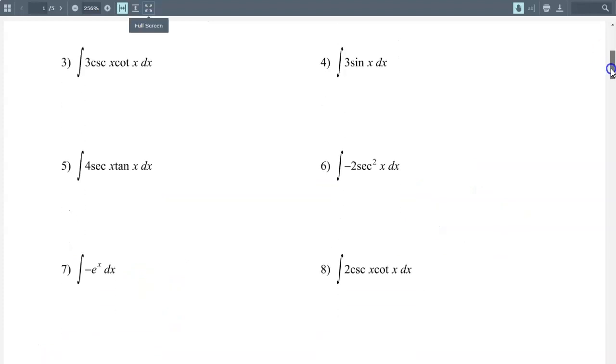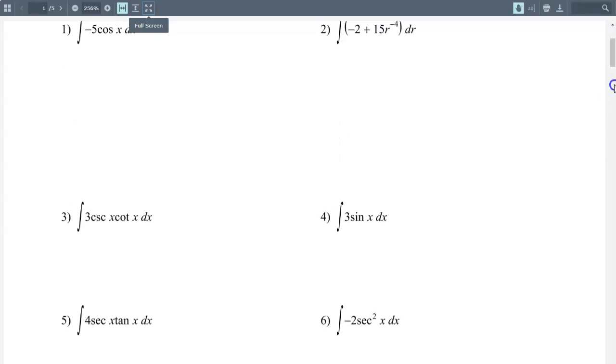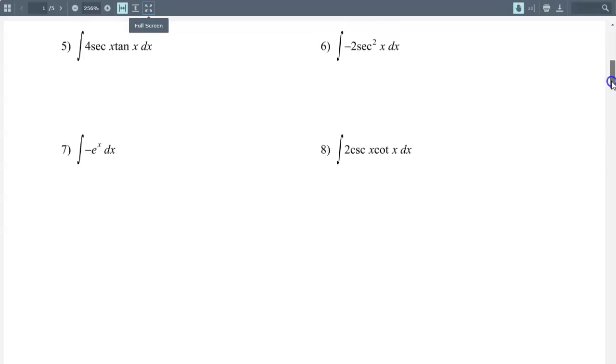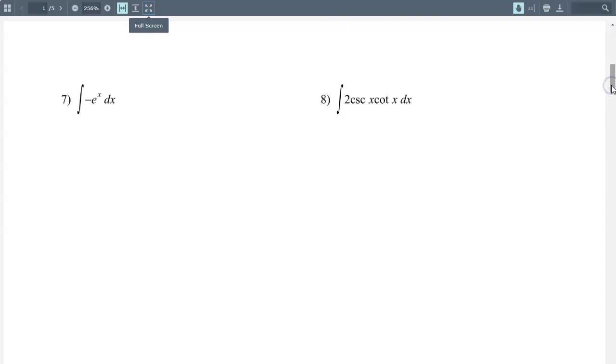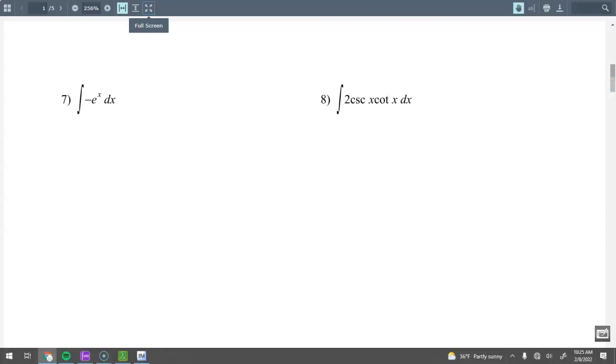Then there's e's and natural logs. I'm going to skip to 7. So again, if you want to pull that negative sign out, you can rewrite this like negative 1 times the integral of e to the x. And then e to the x is kind of the easiest one.